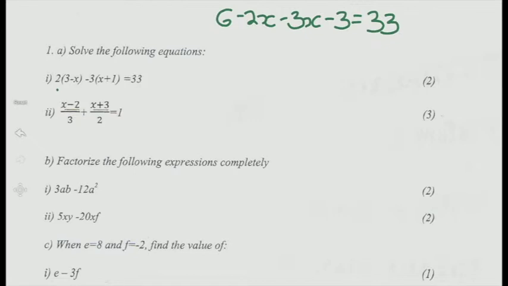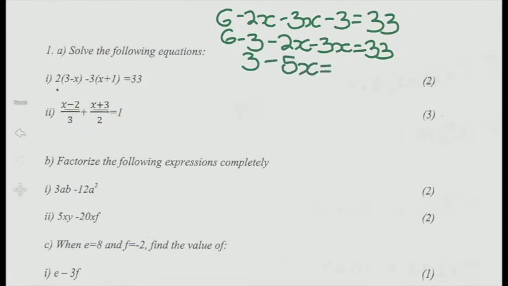So we now collect the like terms. So we have 6 minus 3 minus 2x minus 3x is equals to 33. 6 minus 3, we have 3, and we have negative 2x minus 3x, which will give us negative 5x is equals to 33. Further, we have to collect like terms. We have to balance, remember.